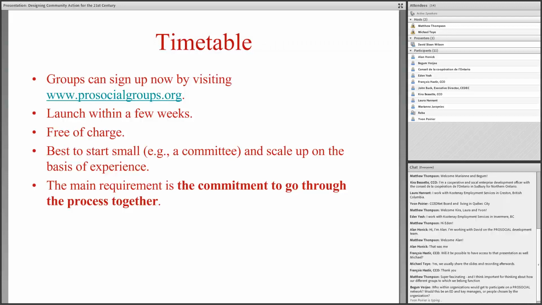We want this to be like Facebook, basically. We want to enlist as many groups as possible. And we think it's best to start small. We know that there'll be a learning curve for ourselves.